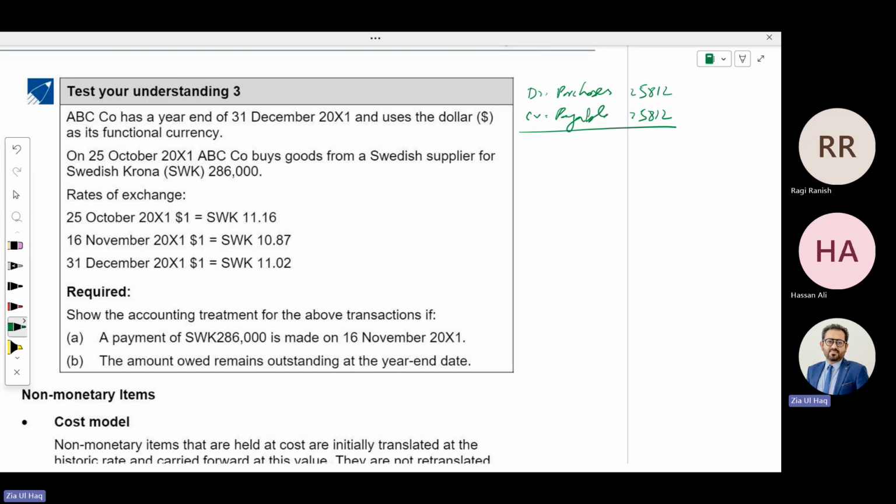Show the accounting treatment for the above transaction if a payment of 286,000 is made on 16th November. So if they made payment on 16th November, they will debit the payables with the same amount and credit cash with how much? 286,000 divided by 10.87, which is 26,311. This means they paid more.